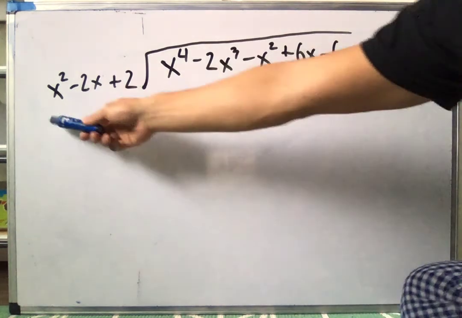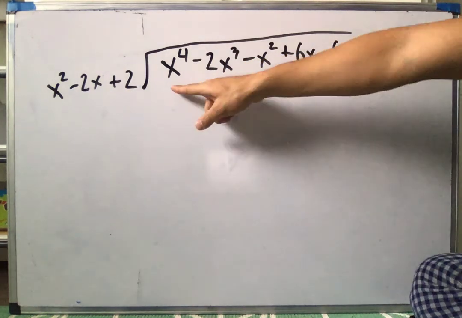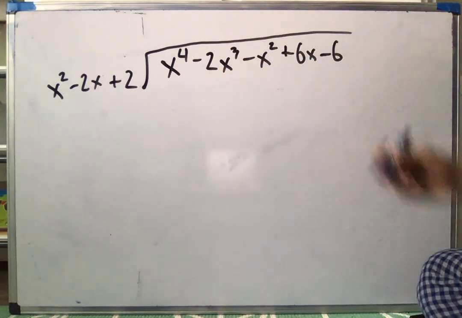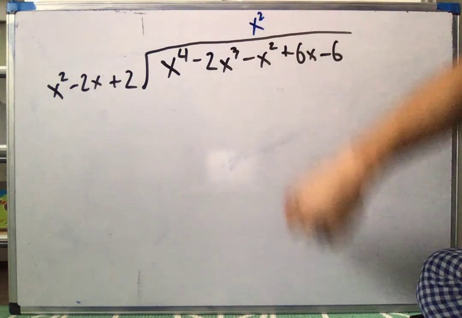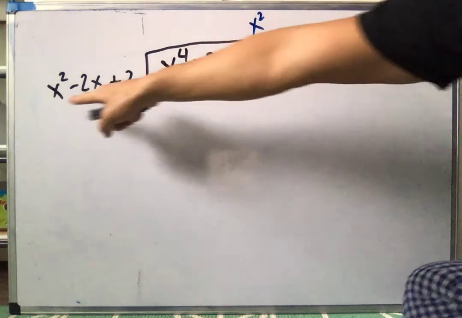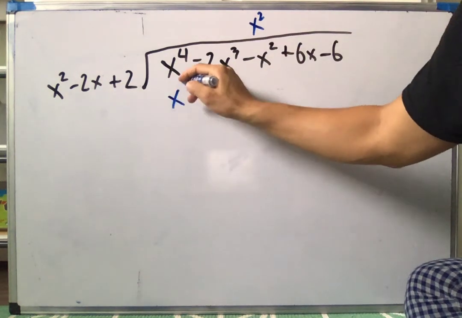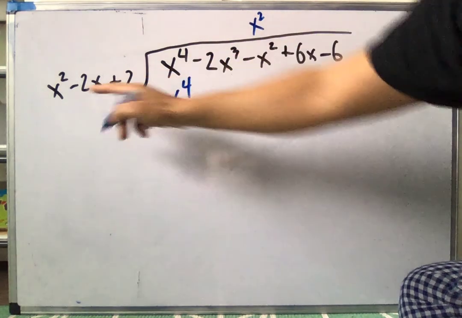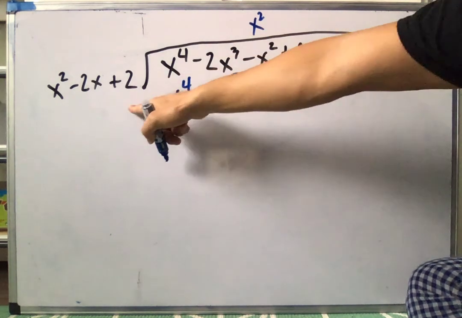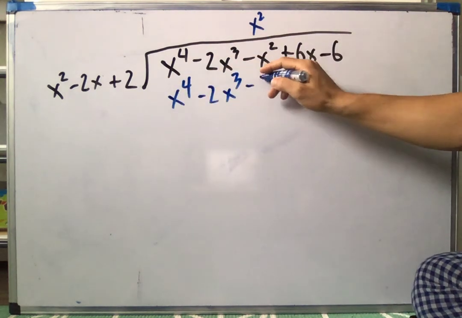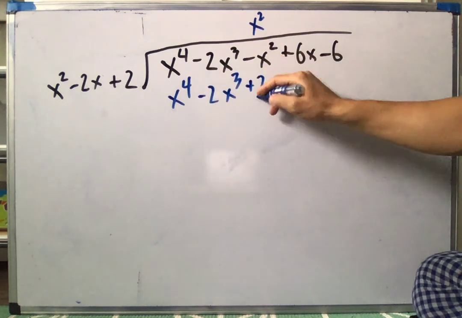My x squared goes into x to the fourth, x squared times. That means I'm going to write my answer, x squared, right over the x squared column. x squared times x squared is x to the fourth. x squared times negative 2x is negative 2x cubed. x squared times 2 is positive 2x squared.